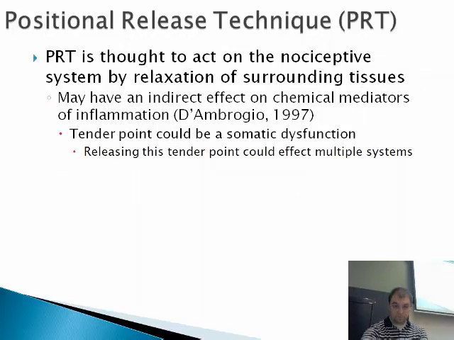So positional release technique is thought to act on the nociceptive system by relaxation of the surrounding tissues. The D'Ambrosio book I received a couple weeks ago in the mail has been awesome. It may have an indirect effect on chemical mediators of inflammation. So a tender point could be a dysfunction. In positional release, you're taught to find the tender point, and then the textbook shows you how to properly put them in the position to release this tender point. You hold it 90 seconds, and I've had awesome success with this. So I'm very, very intrigued by this.